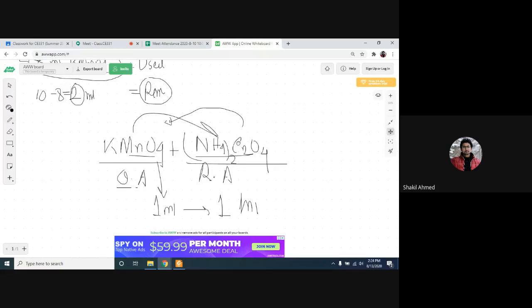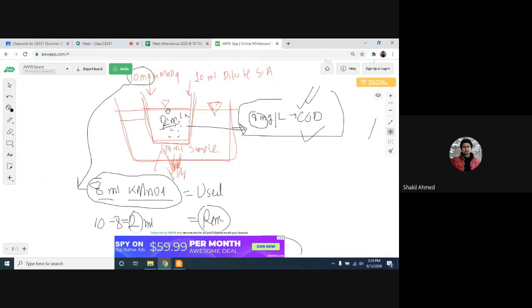Now let's come back to the point here. What do you have here? 2 ml potassium permanganate, right? Yes, sir. What is the color of potassium permanganate, guys? Pink. So since you have potassium permanganate in the water, the color is still pink. Right or wrong? How much potassium permanganate do you have? 2 ml.